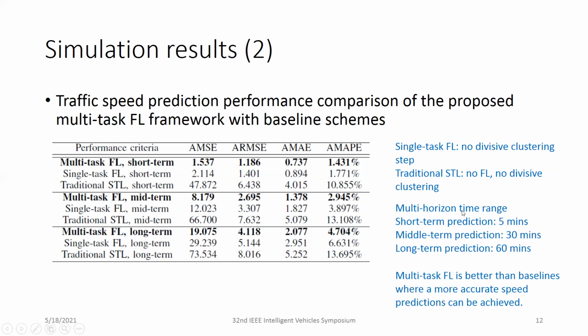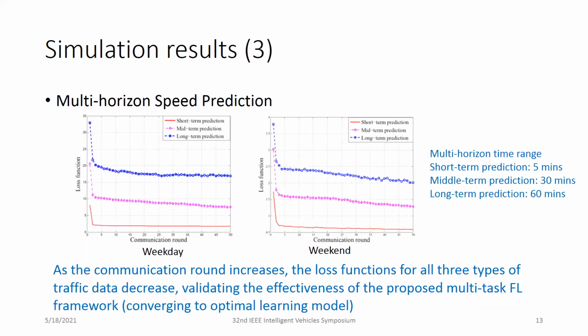We can see three time ranges for the multi-horizon: 5 minutes, 30 minutes, and 60 minutes. As we can see from the table, multitask federated learning can achieve much more accurate results compared with the other 2 baselines. For this slide, we verify that our multitask federated learning can achieve an optimal learning model for different traffic scenarios. As we can see, during the communication rounds, the loss function for different traffic scenarios is decreasing. So you can verify the effectiveness of our proposed multitask federated learning framework.